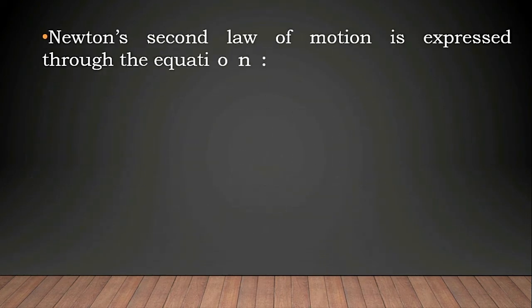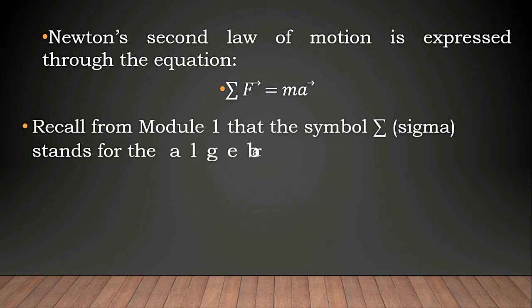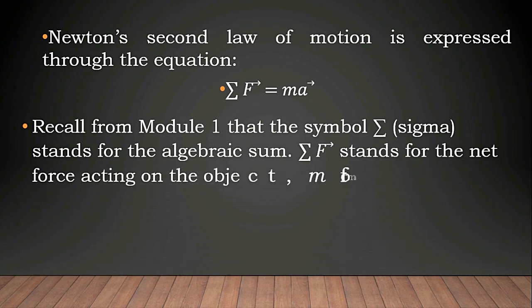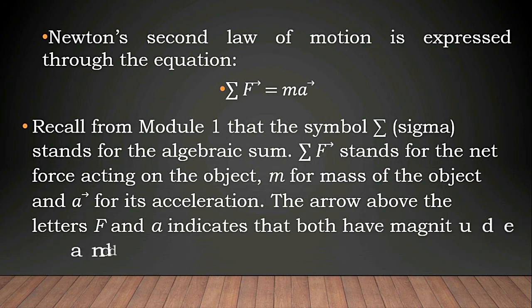Newton's second law of motion is expressed through the equation of force is equal to mass times acceleration. Recall from module 1 that the symbol sigma stands for the algebraic sum. Force stands for the net force acting on the object, m for mass of the object, and a for its acceleration. The arrow above the letters F and A indicates that both have magnitude and direction.